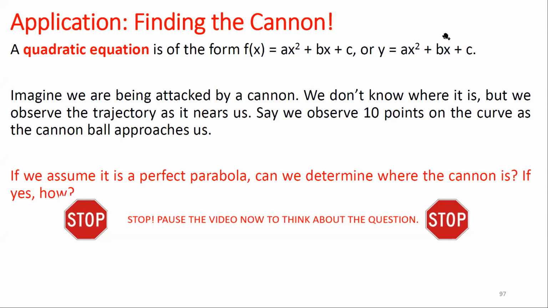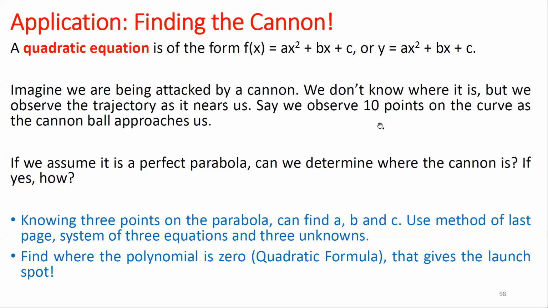All right, so how could we figure out what the parabola is? How could we figure out a, b, and c? We could use the 3 points. Yeah, we could find 3 points. Since we have 10 points, we have more than enough points. And then to find where the cannon is, we could use the quadratic formula.